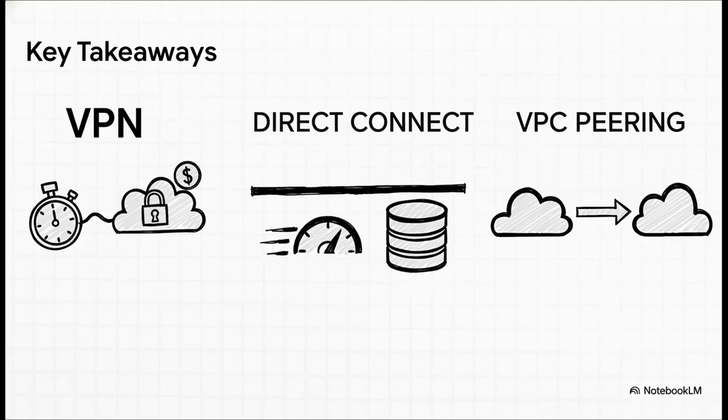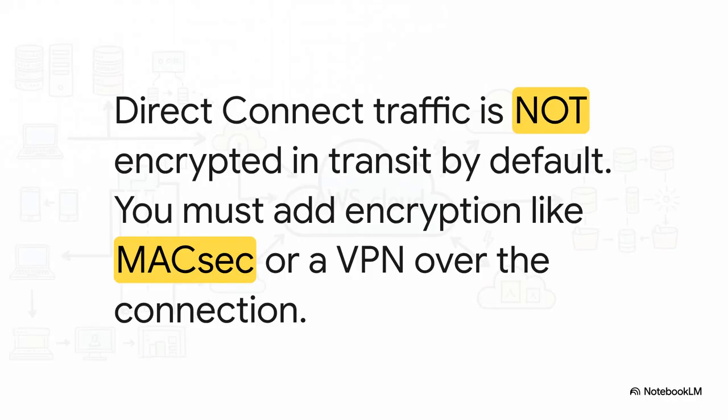Now, let's reframe this for those tricky scenario-based questions on the exam. If a question ever mentions a quick, cheap, or encrypted connection, your mind should immediately jump to VPN. If they talk about consistent high-bandwidth performance, maybe for a huge data migration, you should be thinking Direct Connect. And if it's just two simple VPCs that need to talk, start with VPC Peering. Let's just hammer home the most critical exam facts one more time.